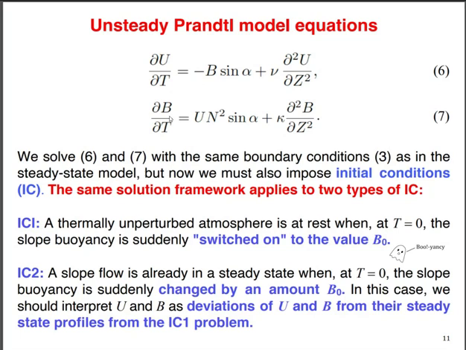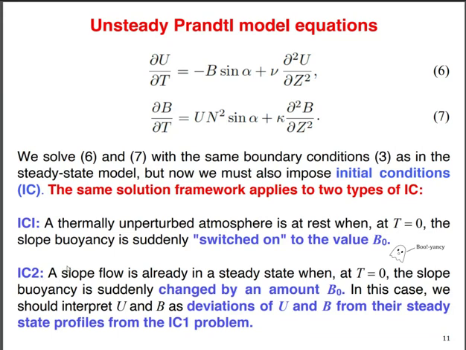Okay. All you have to do is change your perception of the meaning of some of the terms. That same framework applies to both of these initial conditions. The first one, IC1, is a thermally unperturbed atmosphere at rest, so nothing's going on. And then at t equals 0, you turn on your forcing. So you abruptly turn on a slope buoyancy, and then you leave it on at the value B naught. Okay, so that's your surface buoyancy, it's not changing with time. Okay, and then you look and see how quickly the flow responds to that imposed slope forcing.